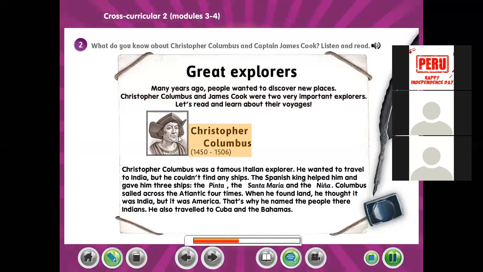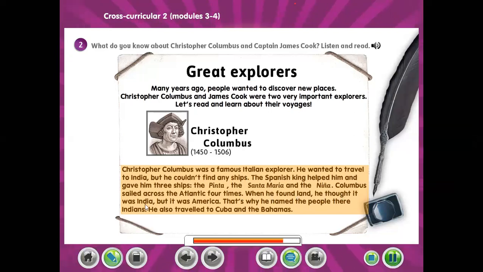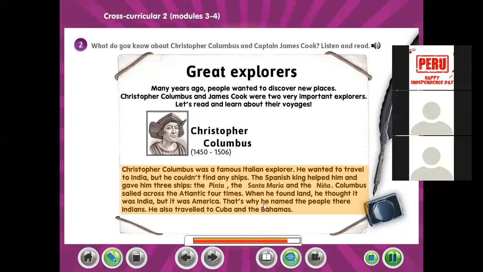Christopher Columbus, 1450 to 1506. Christopher Columbus was a famous Italian explorer. He wanted to travel to India, but he couldn't find any ships. The Spanish king helped him and gave him three ships, the Pinta, the Santa Maria, and the Nina. Columbus sailed across the Atlantic four times. When he found land, he thought it was India, but it was America. That's why he named the people there Indians. He also traveled to Cuba and the Bahamas.